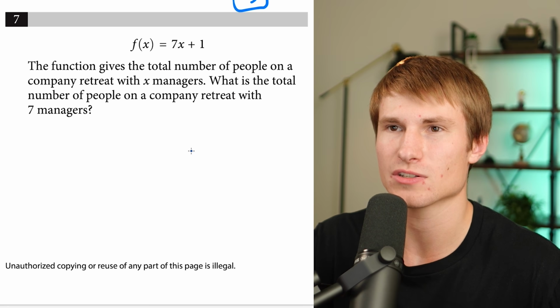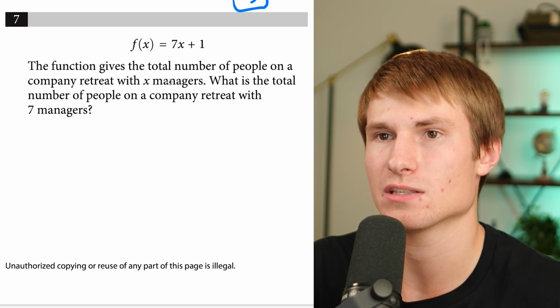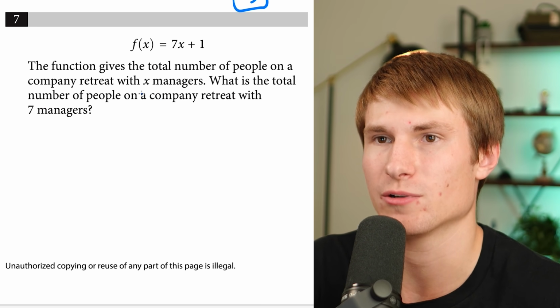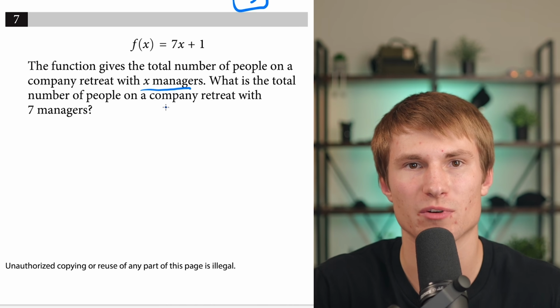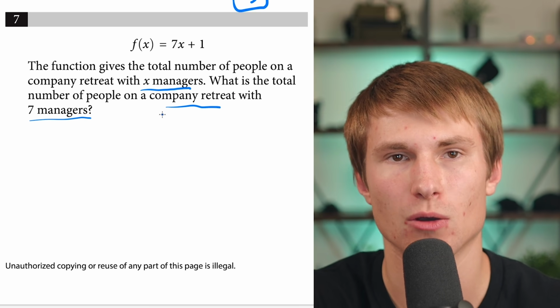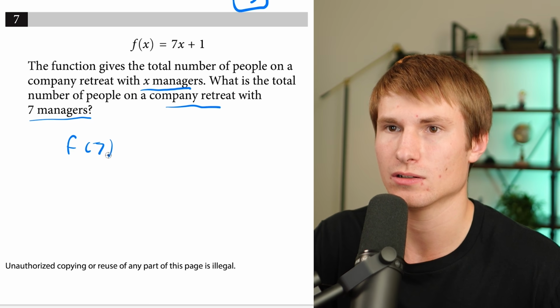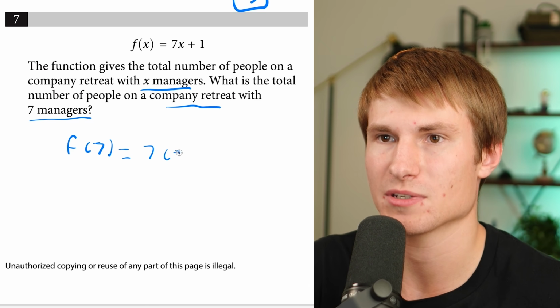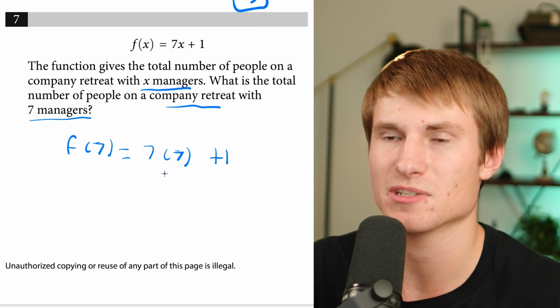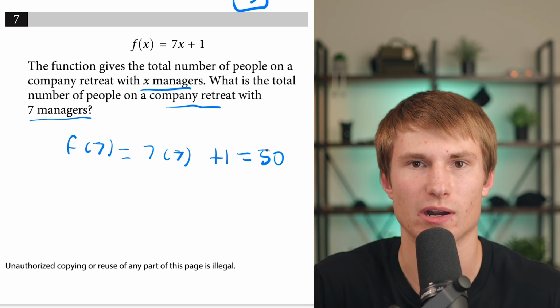Here's how to efficiently solve this SAT math question. Question 7 states the function gives the total number of people on a company retreat with x managers. What is the total number of people on a company retreat with 7 managers? Well, in this case, we just plug in 7 for x. So we would have f of 7 is going to equal 7 times 7 plus 1. 7 times 7 is 49. 49 plus 1 is 50. So our answer there is 50.